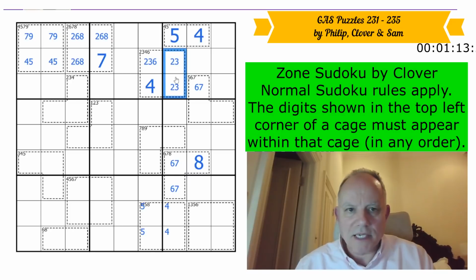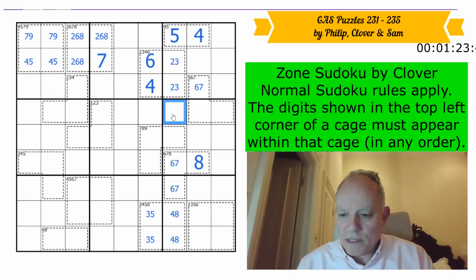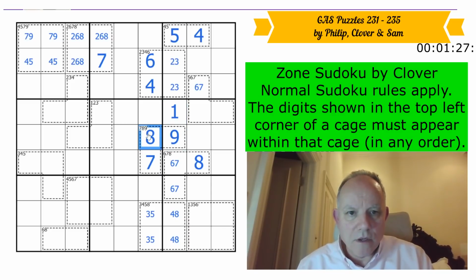Now, there can't be a 6 there. So 6 is placed. 5, 2, 3, 6, 7. 3 is now in here with 5. That's a 4, 8 pair instead of just 4. That's 1. That's 9. 7 and 8 are placed as well. Up this one, we've got 1, 2, 9 to go, but that's not obvious how that resolves.